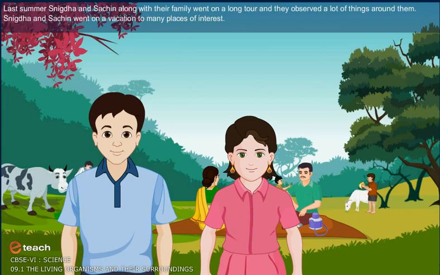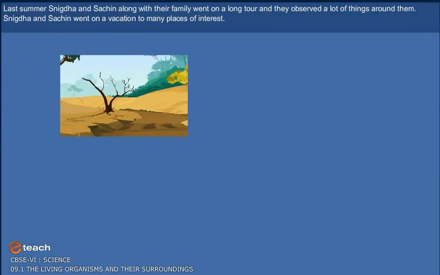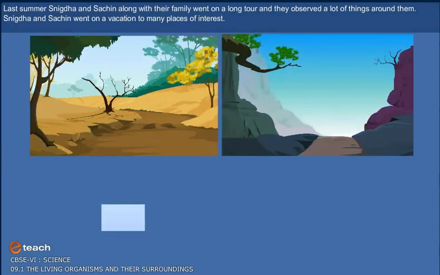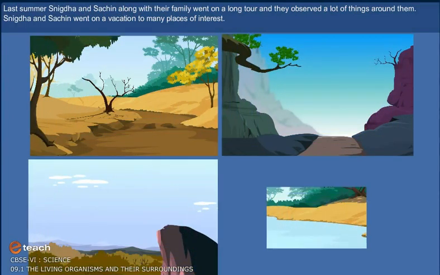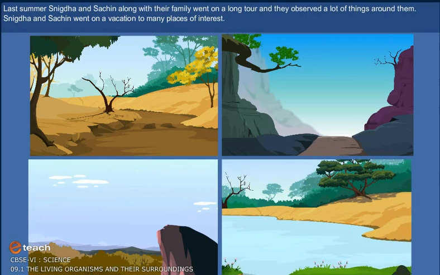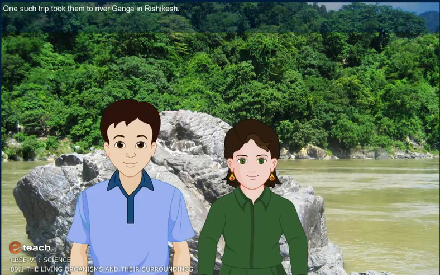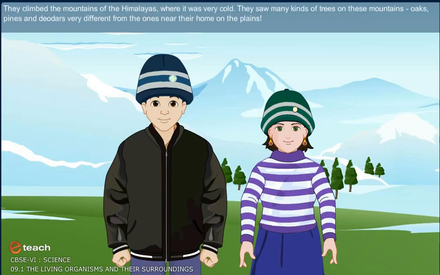Last summer, Snigdha and Sachin, along with their family, went on a long tour and they observed a lot of things around them. Snigdha and Sachin went on a vacation to many places of interest. One such trip took them to River Ganga in Rishikesh. They climbed the mountains of the Himalayas, where it was very cold.